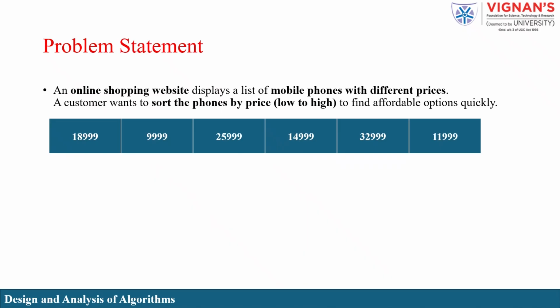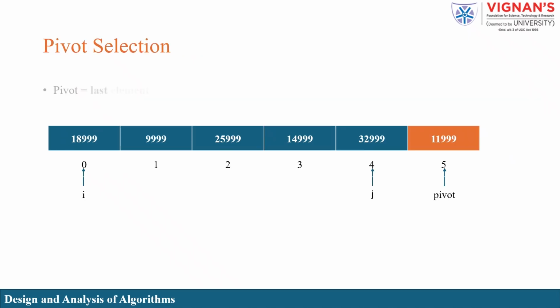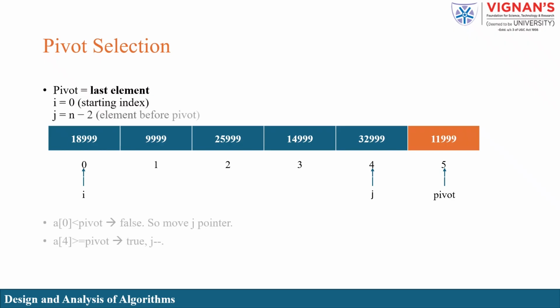Consider an online shopping website that displays a list of mobile phones with different prices. The customer wants to sort the phone prices from low to high in order to easily compare and select an affordable option. Let us choose the last element as the pivot. Pointer i starts at index 0 and pointer j starts at n-2, which is the element before the pivot. We now compare the elements with the pivot and move the pointers accordingly.